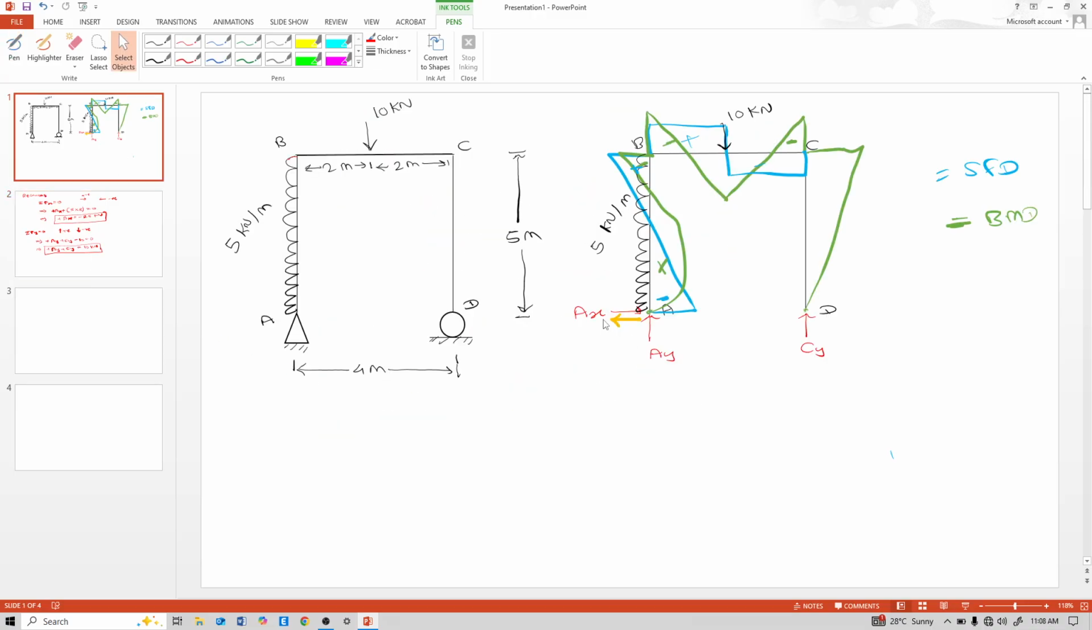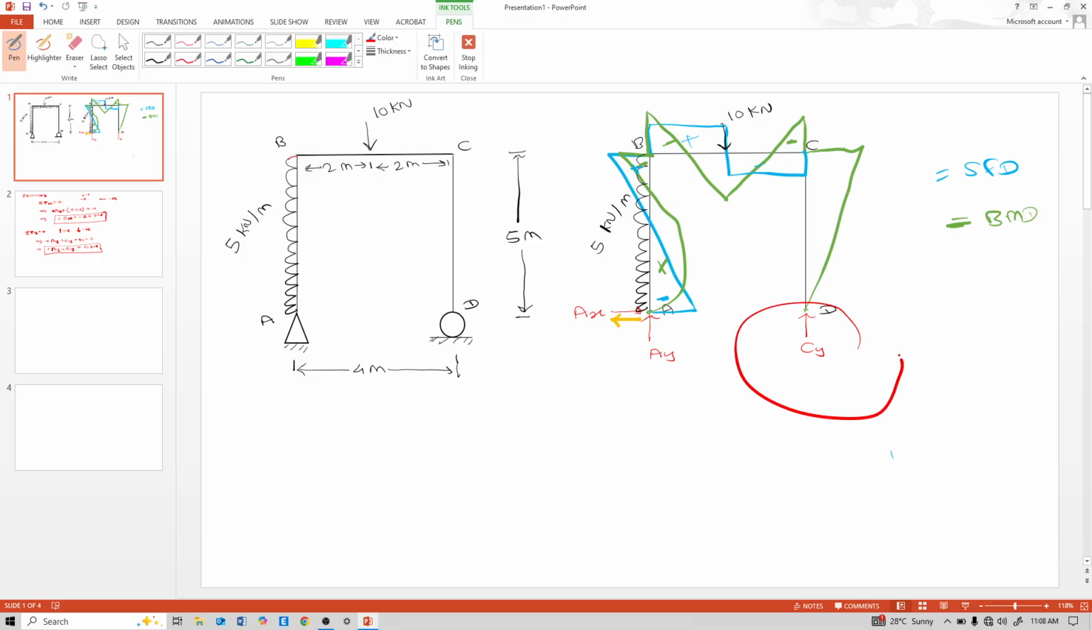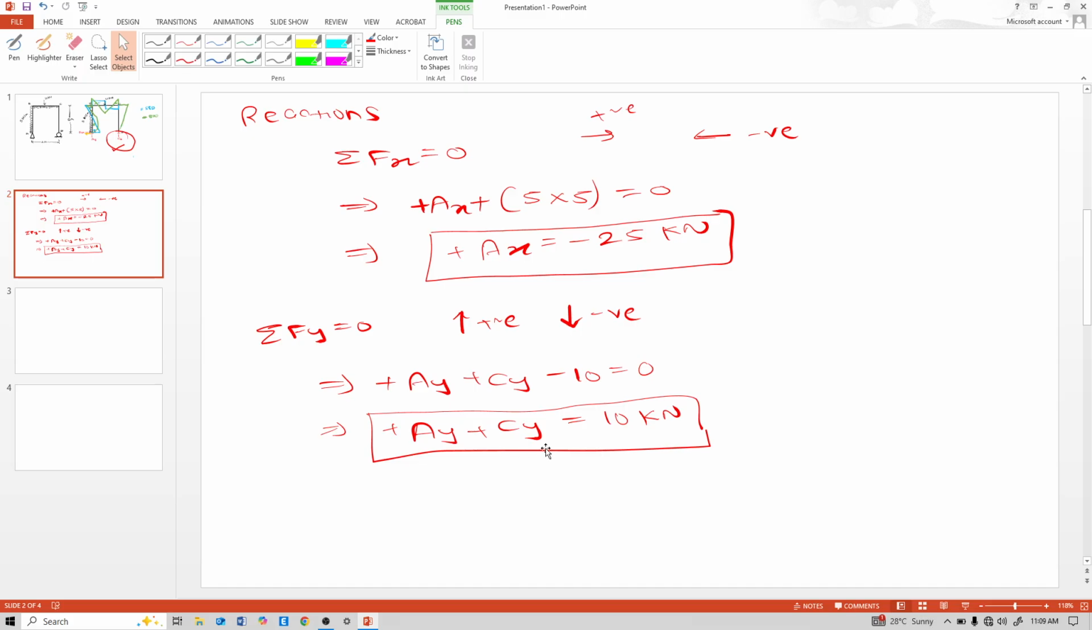Now take moment at point A. Why take moment at point A? Because when we take moment at point A, then we will get this CY. And when we get this CY, we put this CY in this equation, AY plus CY equal to 10. Then we get AY.